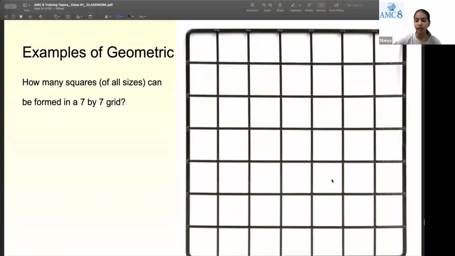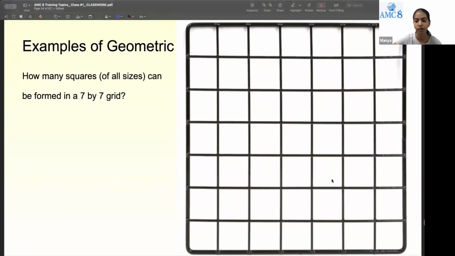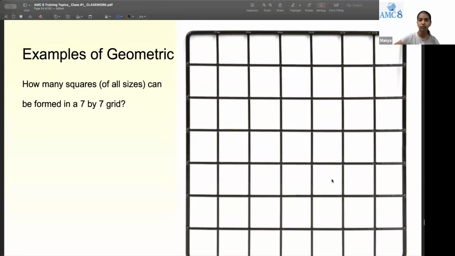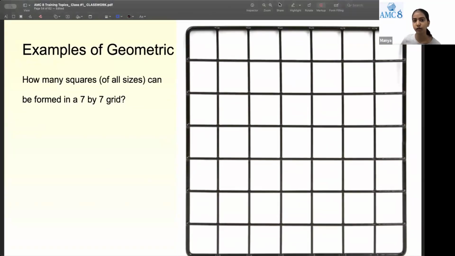So do you want to try this question on your own? This is a 7 by 7 grid. I'll give you 2 minutes to solve this problem, and yeah, you can type your answer in the chat if you know the answer. I'll give you 2 minutes.